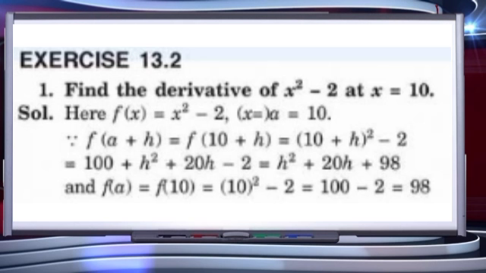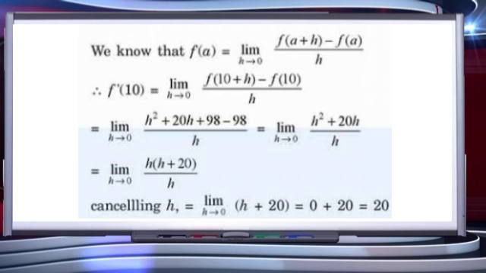Now f of a, that is f of 10. Substituting x as 10 in f x, we will get it as 10 square minus 2. That is 100 minus 2 is equal to 98. Next, we know that f dash of a is given by limit h tends to 0 f of a plus h minus f a over h. So that means f dash, first derivative at 10, will be equal to limit h tends to 0 of f of 10 plus h minus f of 10 over h.